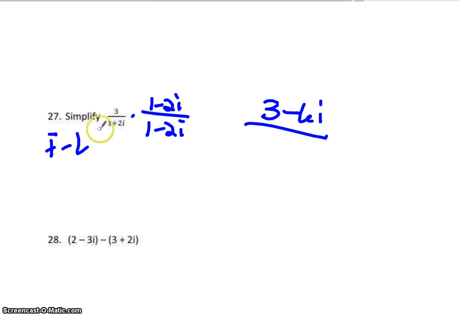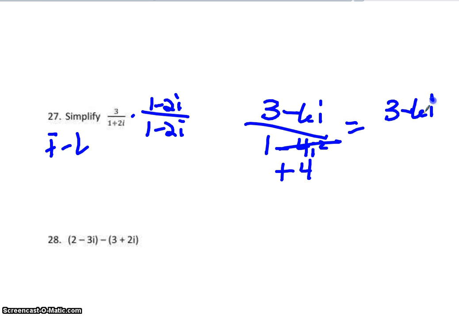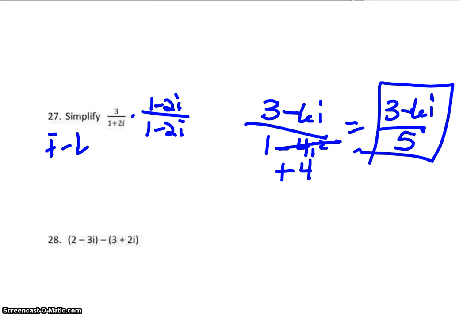If you forget this and you distribute or do FOIL, it's okay. You'll get the same thing. It's just extra work. For first minus last, 1 times 1 is 1, minus 2i times 2i is 4i squared. Anytime you see an i squared, this changes to the other sign, and so it's 1 plus 4. So you get 3 minus 6i all over 5. Make sure nothing cancels. It won't. There's your answer.